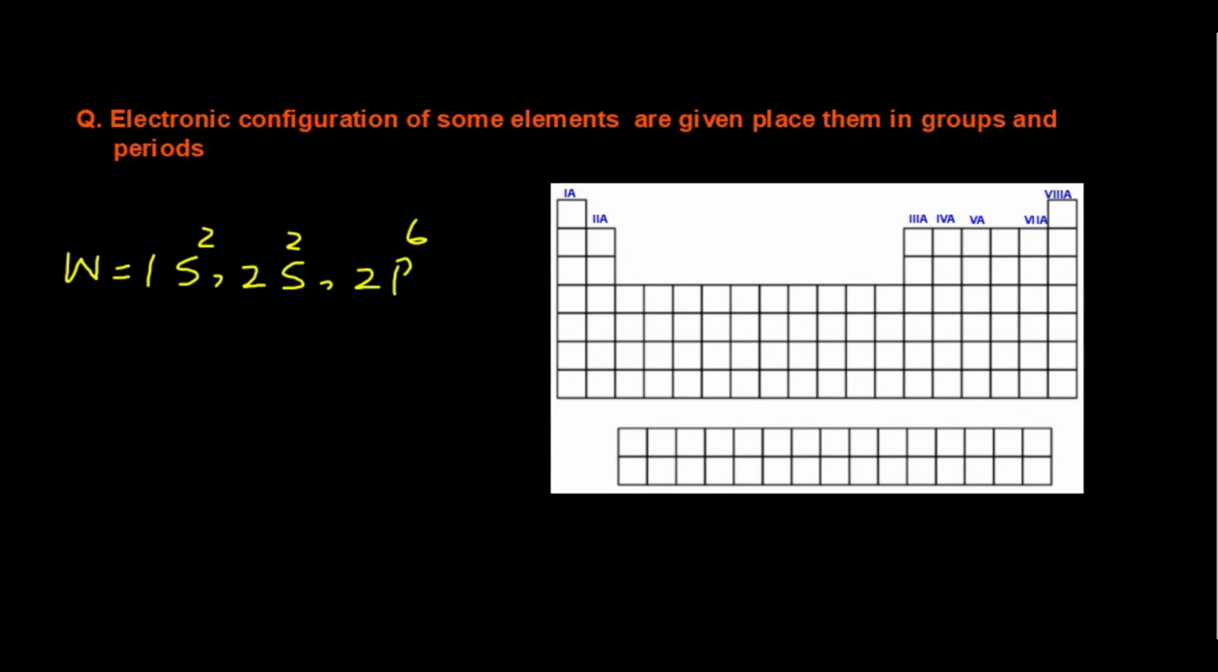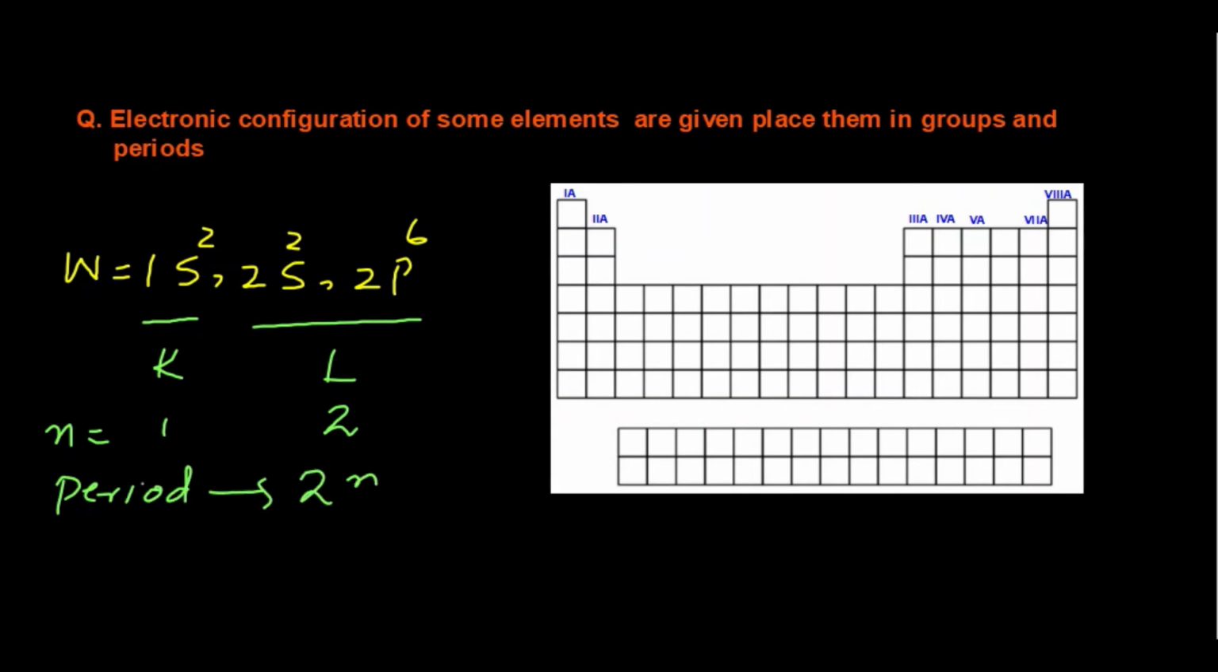See the next element which is given. The next element is W with the electronic configuration 1s2, 2s2, 2p6. Now we will write its shells and identify its valence shell. 1s is the subshell of K shell. 2s and 2p are the subshells of L shell. We write the n value. For K shell, n value is 1. For L shell, n value is 2. N shows the number of the period. Since n value is 2, it belongs to the second period.